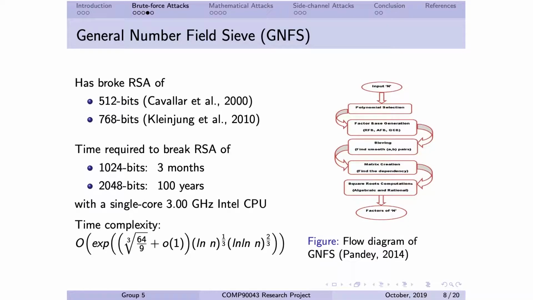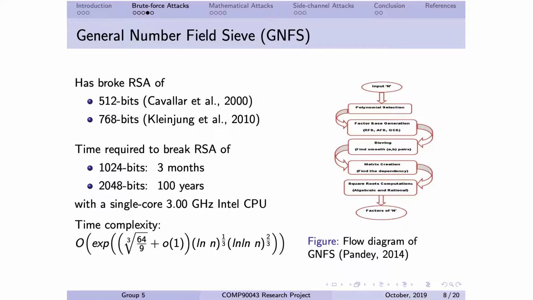In number theory, the general number field sieve is the most efficient classical algorithm known for factoring integers larger than 10 to the power of 100. Its complexity for factoring an integer is shown on the slide. The time for factorization of 1024 and 2048 bit keys is expected to be about 3 months and 100 years, respectively, on a single CPU.